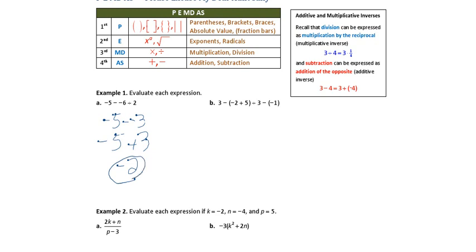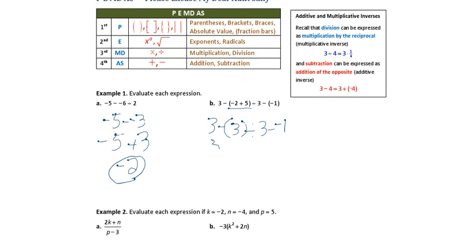For my next one, I start by looking for any grouping. I actually do have grouping right here, so I do that first. Well, -2 plus 5 is going to get me 3. I have divided by 3 minus a -1. So I'm just going to rewrite this one. So 3 minus 3 divided by 3, and then this minus negative would become plus.